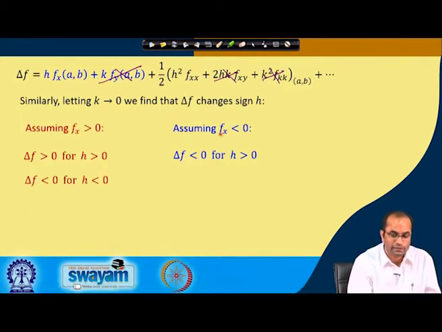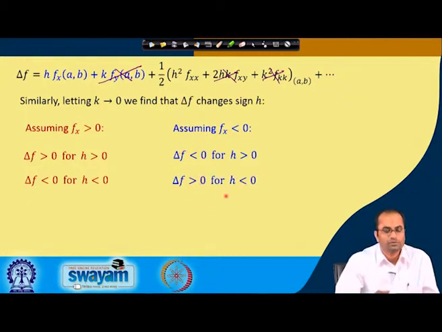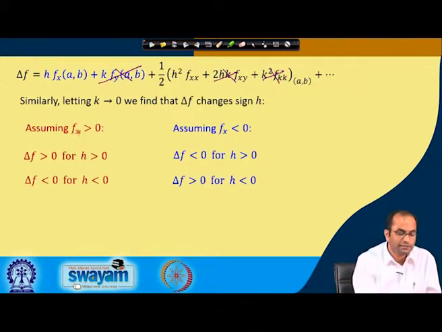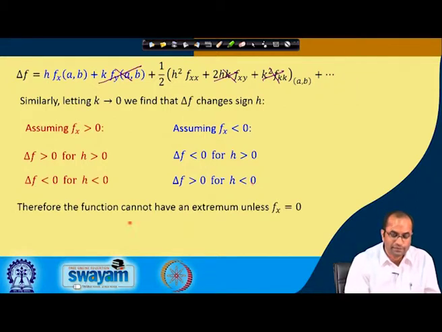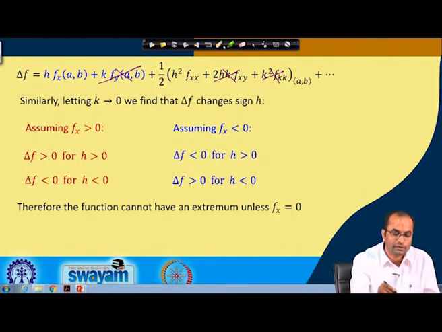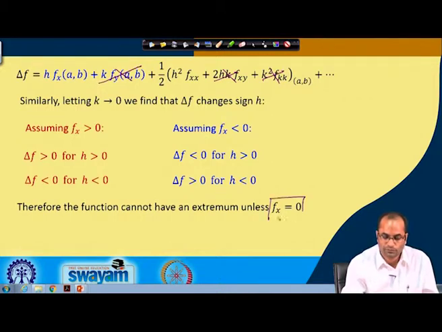Here, assuming f x is less than 0, the sign will now depend on h. So, if h is positive, delta f is negative, and if h is negative, then delta f is positive. So, again the same argument: in the neighborhood of this point a, b, delta f is changing sign, whether it is positive or negative. So, again, to have a, b as a point of local extremum, we must have that f x is equal to 0.